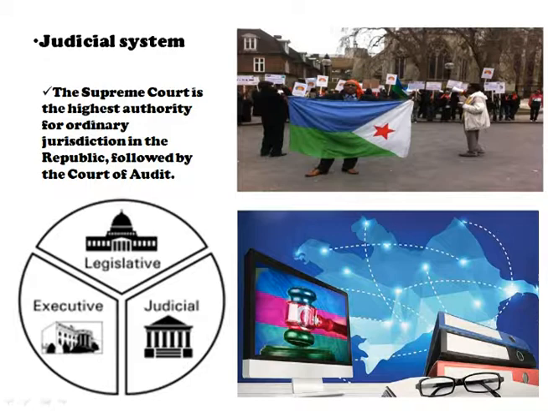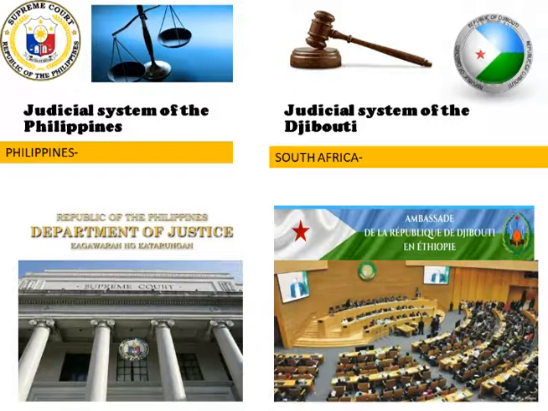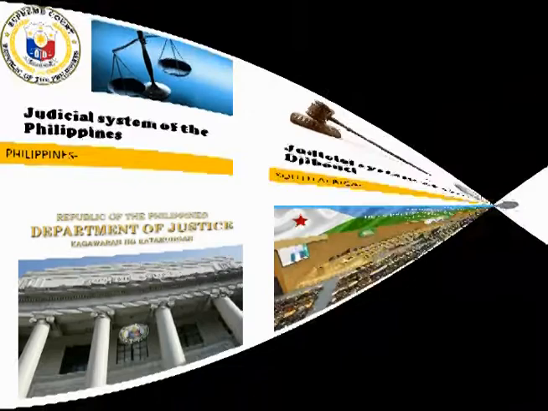In the judicial system, the Supreme Court is the highest authority of jurisdiction in the Republic, followed by the Court of Audit, which is responsible for monitoring the Republic's finances, and other courts. Djibouti's judicial system is largely inspired by French legislation. Its laws are a combination of codified law, Sharia, Islamic law, and customary law, and civil law inherited from the French Napoleonic code.